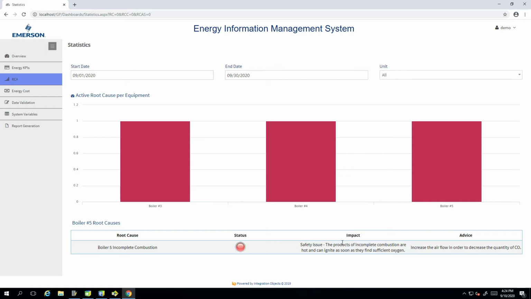If I move over to the RCA page, I can discover that boiler number 5 currently has an active issue. Incomplete combustion in the boiler is causing my energy consumption to be high and is creating a potentially dangerous operating condition. In this instance, I would call down to the control room to inform operations so they can make the necessary adjustments to the boilers. This ability to monitor my plant's energy performance can save millions in operating cost over its first year.